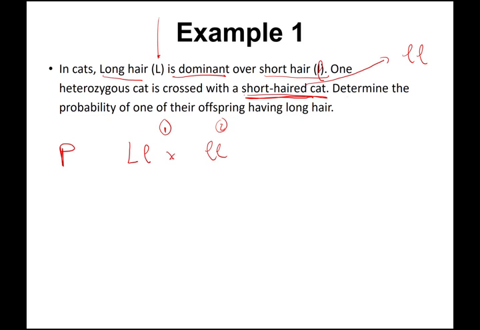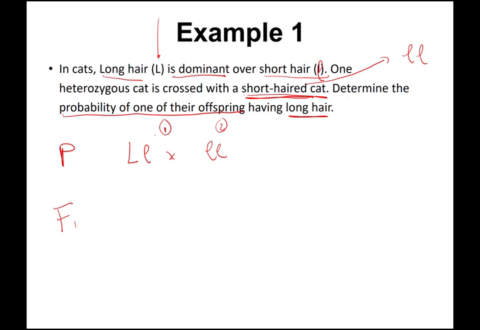Great. Now the question is, what is the probability of one of their offspring, so one of the products of the crossing, has long hair? What is the probability? What fraction would it have? So let's do the Punnett square. First step, what possible gametes can you get out of there?